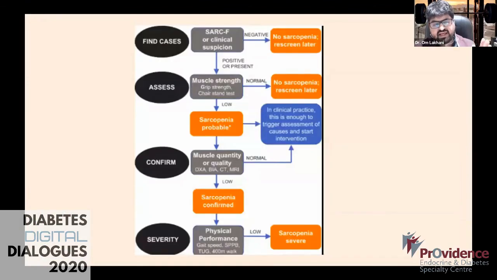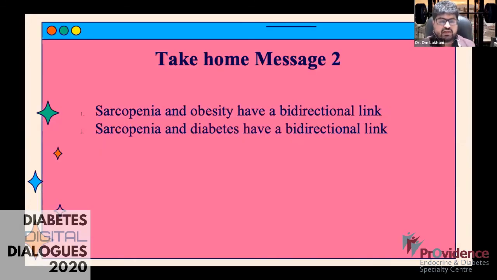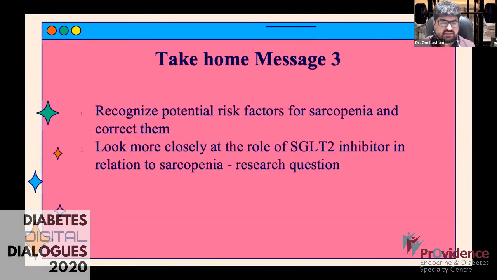First you find the cases, assess them, confirm them, and check for the severity. The second important take-home message is that sarcopenia and obesity have a bidirectional link. Sarcopenia leads to obesity, obesity leads to sarcopenia, and of course there is a similar bidirectional link with diabetes mellitus itself. The third important take-home message is that you need to understand that there are potential risk factors for sarcopenia. You need to look for them and correct them, and look closely perhaps at the role of SGLT2 inhibitors in relation to sarcopenia. Perhaps, like I said, this could be an important research question.